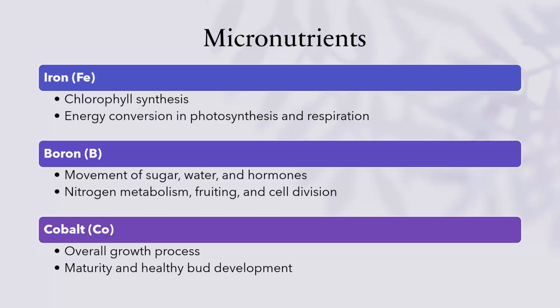Boron is an important micronutrient presumed to play a role in the movement of sugar, water, and hormones. It is also involved in nitrogen metabolism, fruiting, and cell division. Lack of boron produces deficiency symptoms such as tip dieback and chlorotic leaves. However, excessive amounts of boron can cause plant injury or death. Boron is added to tissue culture media in small amounts as boric acid.